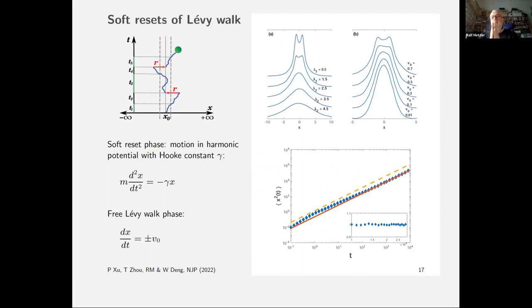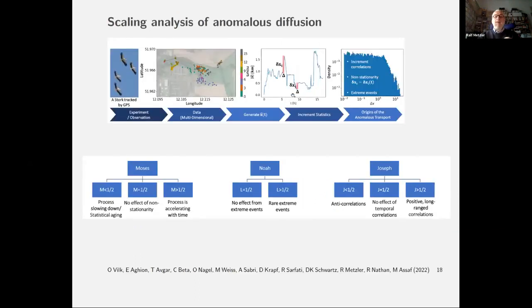Here, resetting is not the direct move of the walker at a given random time back to the origin, but what we do is at a given random time, we switch on a harmonic force, and this is slowly pushing the particle towards the origin. And in several cases, when we vary the parameter space, we again see multimodal distributions.